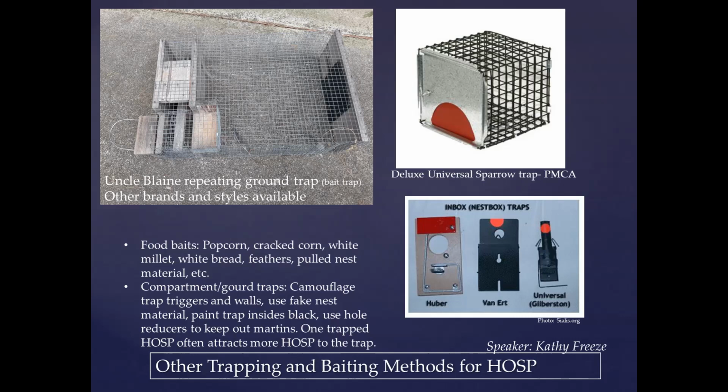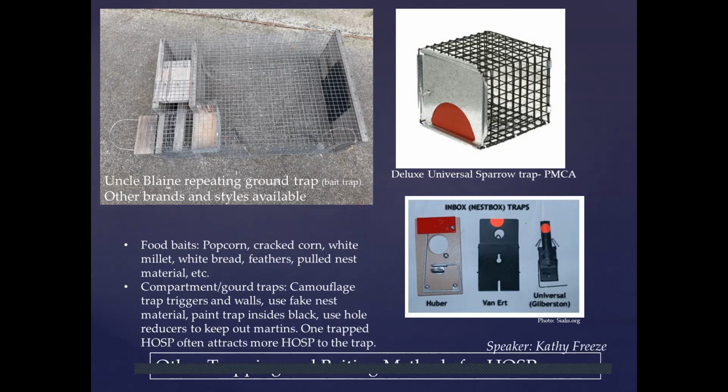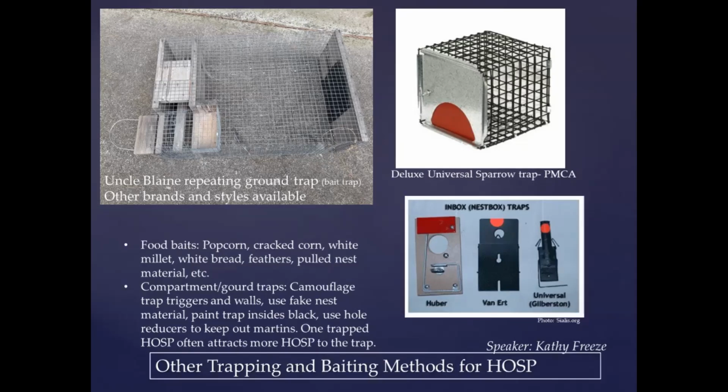One of my favorite traps there in the bottom right is the Van Oort trap. The Universal Gilbertson trap also works on the same idea as the Van Oort, and the Hubert is just a little bit different. I haven't used the Hubert myself, but my favorite is the Van Oort. You can get the Van Oort trap. It used to be about $9. I have 5 of them because I have 14 bluebird and tree swallow boxes.